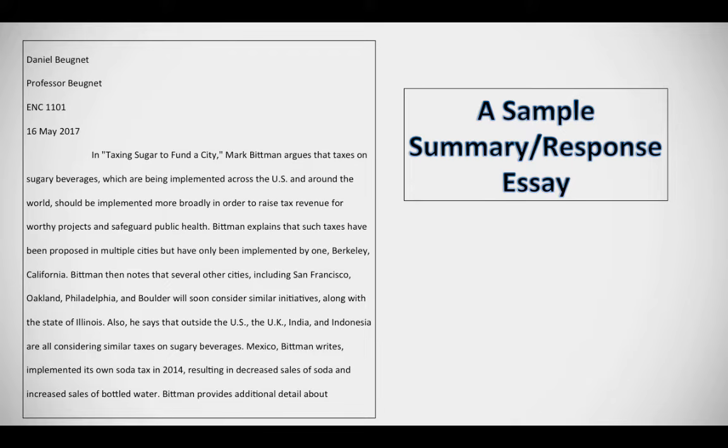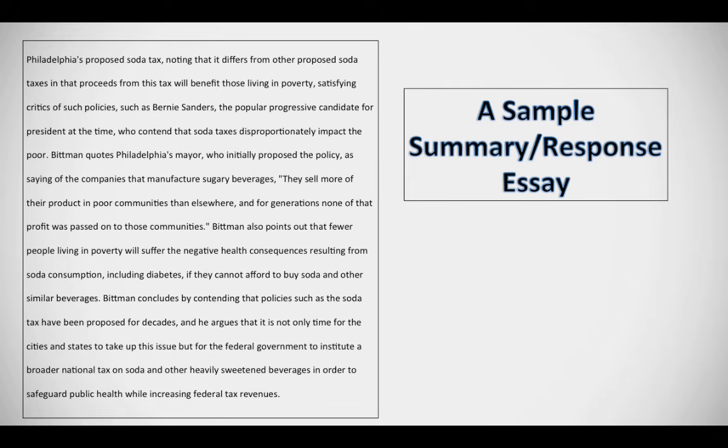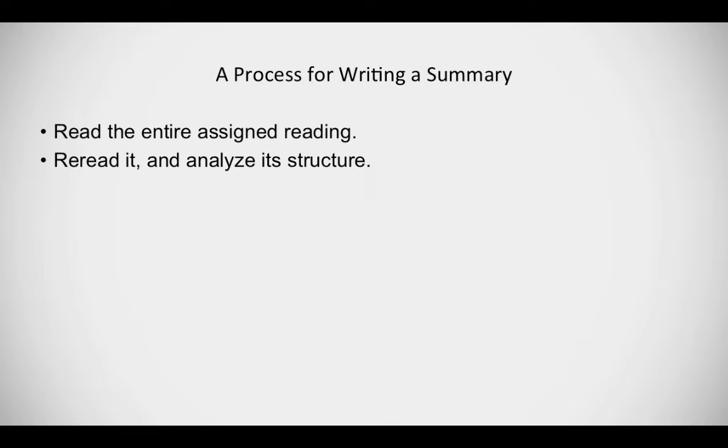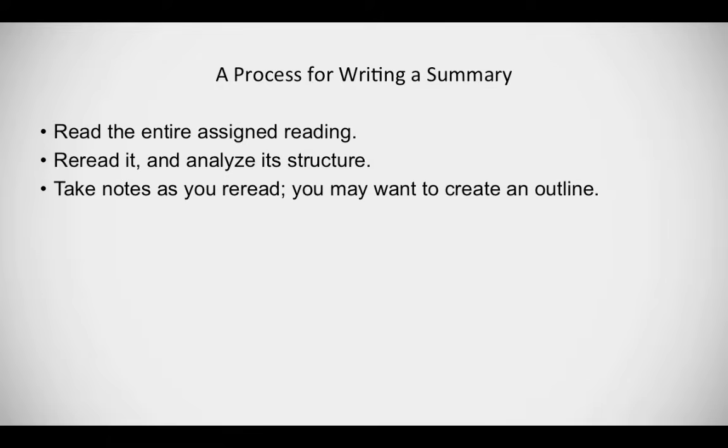One last thing that might be helpful when writing a summary is to follow the steps in this process. First, read the entire assigned reading. Second, reread the assigned reading and analyze its structure. Look at the order in which the ideas are presented. Take notes as you reread, and you might even want to create an outline.